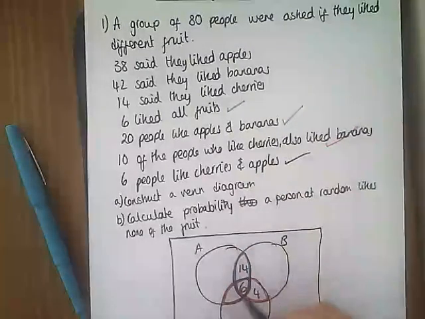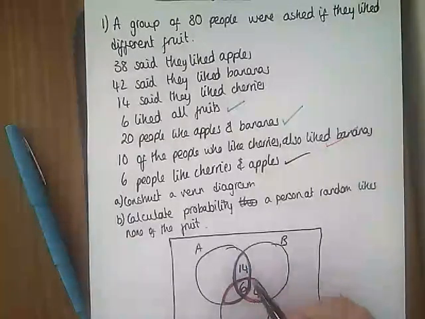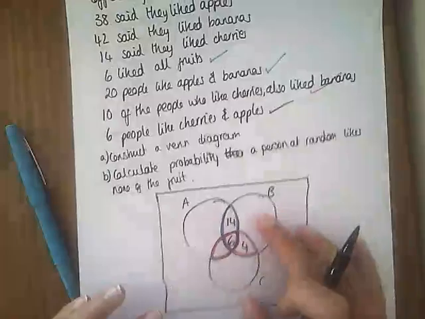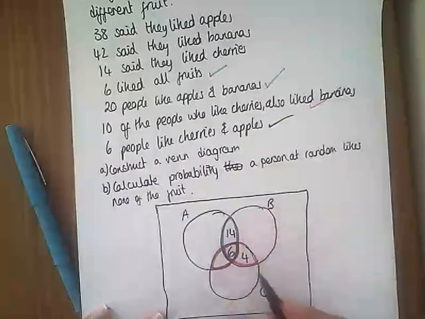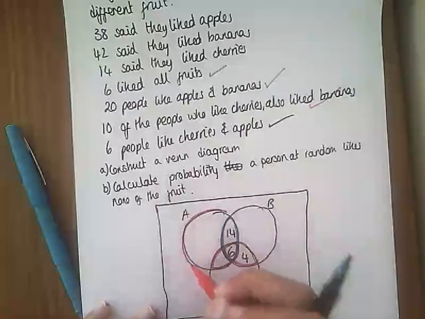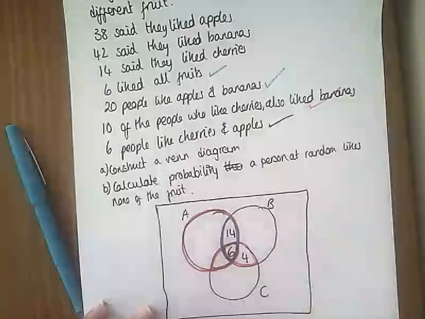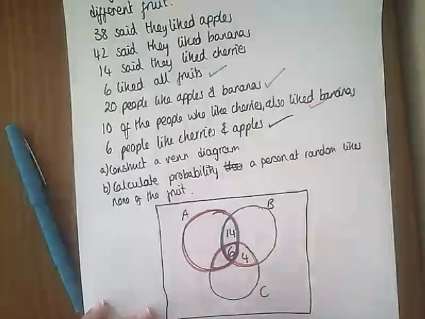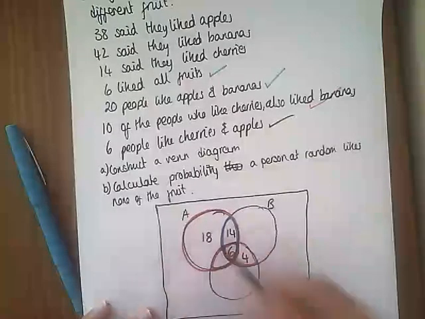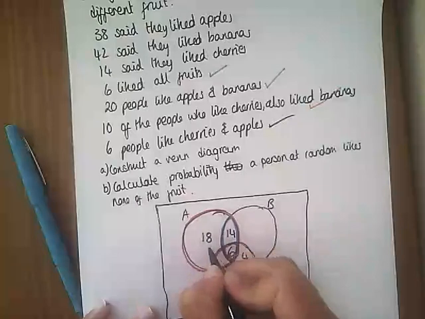So we've done the middle bit, then each of the overlapping bits, then we need to work outwards. So it says 38 people liked apples. So that means in the whole apple circle, which I'm drawing in red, that whole apple circle has to add to 38. Well, 14 and 6 is 20, so 38 take away 20 is 18. So 18 must only like apples.